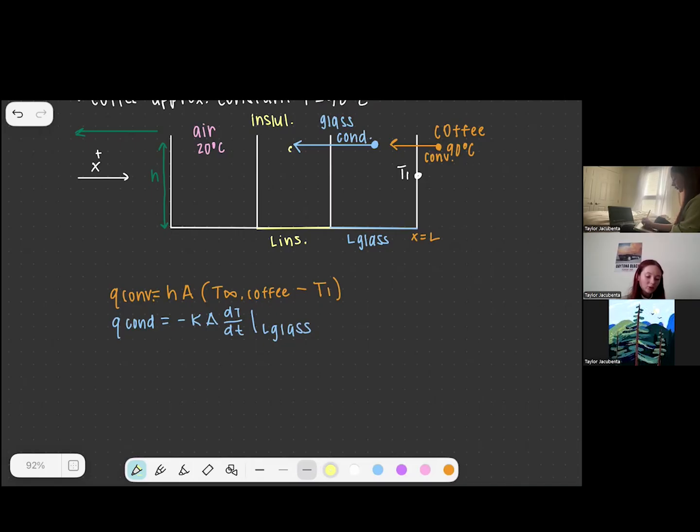And then we are also going to have the heat loss from the insulator to the air, which is going to be by convection. Okay, and from T1 to T2, so the coffee hits the boundary of the glass, and then it has to move through the glass until it gets to the insulator. So between the glass and the insulator, we are going to have T2.